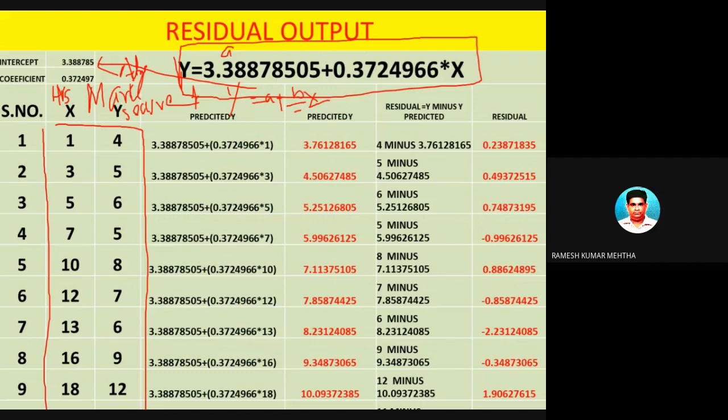So the values of x are there, and the values of y. This guy has worked for 1 hour, and this guy has secured 4 marks. This guy has worked for 3 hours, and he has secured 5 marks. This guy has worked for 5 hours, and because of this he has secured 6 marks.